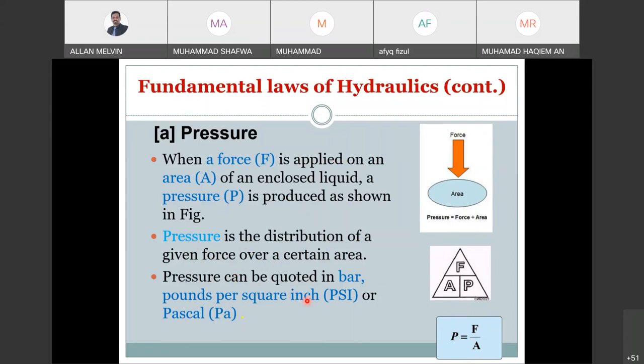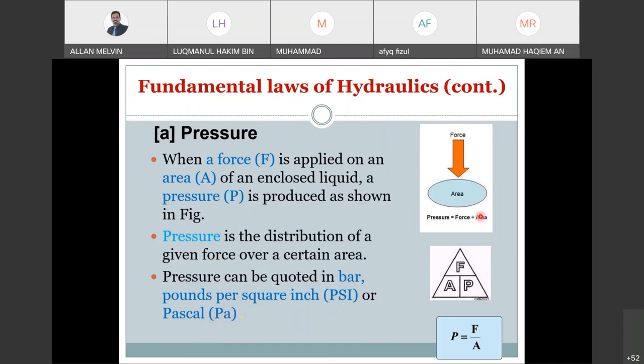Pressure can be quoted in bar, pounds per square inch or Pascal, where you can always see these readings: bar, PSI, and Pa. Where do we usually see these? Any guess? Your car. When you go to pump air, we usually see these. Sometimes different companies have different readings. Some are in bar, some in PSI, and mostly in Pa or kPa, kilopascal.